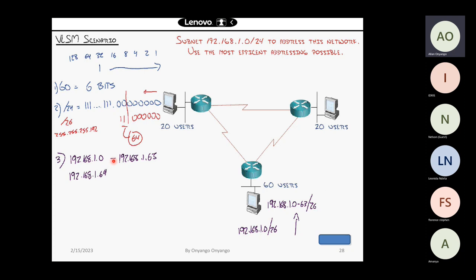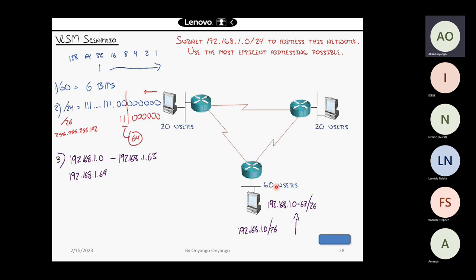So the first usable will be 1.1 and the last usable will be 1.62, which means I have a total of 62 addresses here. I'm only going to have two being wasted. Only two are wasted here, and not a lot. Two is enough for emergency. Maybe two employees are recruited, and we can give them the two computers. When we are done with that, we go back to the drawing board.